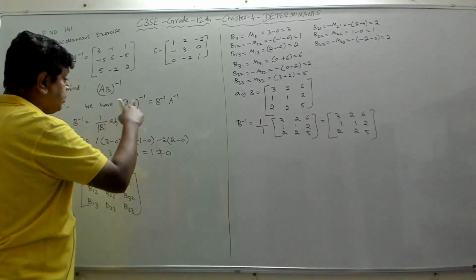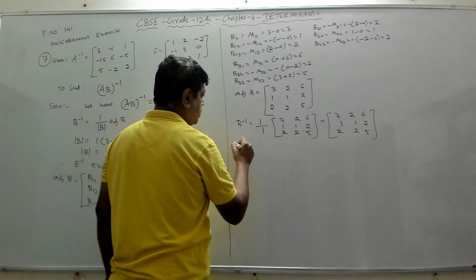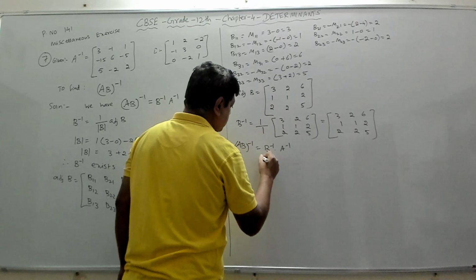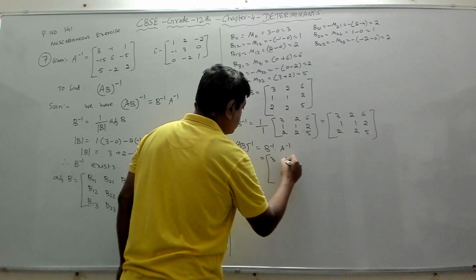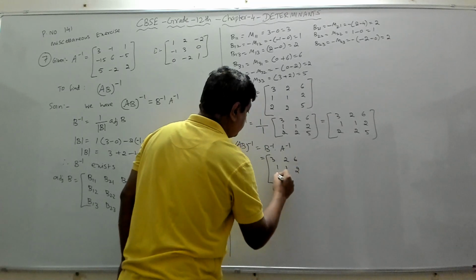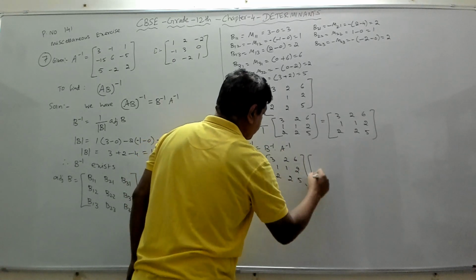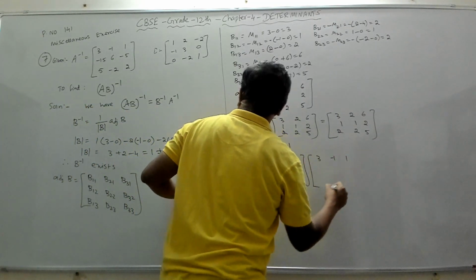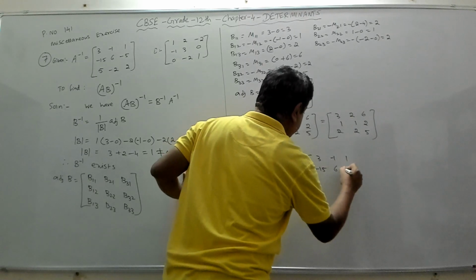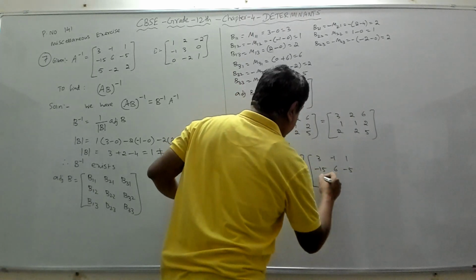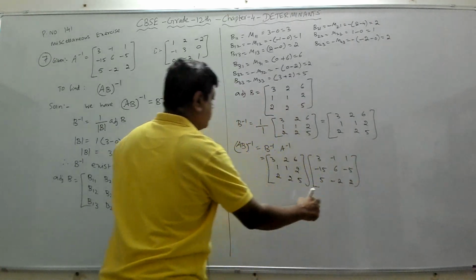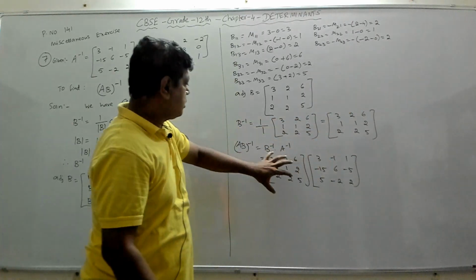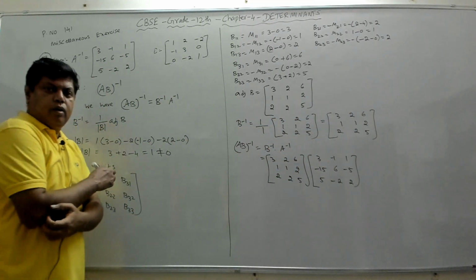Now we should find B inverse into A inverse. So our AB whole inverse is B inverse into A inverse. So B inverse is this matrix 3, 2, 6, 1, 1, 2, 2, 2, 5 into A inverse. A inverse is the given matrix 3 minus 1, 1, minus 15, 6 minus 5, then 5 minus 2, 2. So that is your A inverse, and B inverse is this. We should multiply these two.